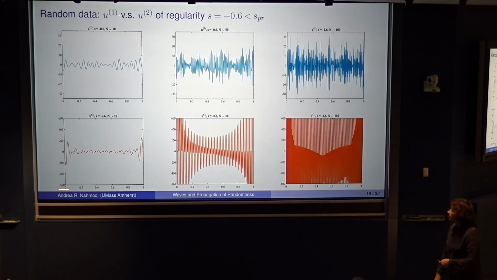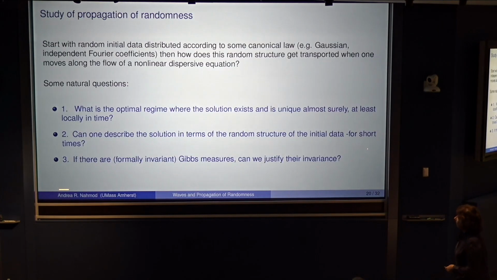Okay. All right. So this random data problem is just a study of propagation of randomness. It means that if you start with random initial data distributed according to some canonical law, like Gaussian, in which case you have independent Fourier coefficients, you want to understand how this random structure gets transported when you move along the flow. So what are the natural questions? Well, what is the optimal threshold or regime where the solution exists and is unique? At least locally in time.